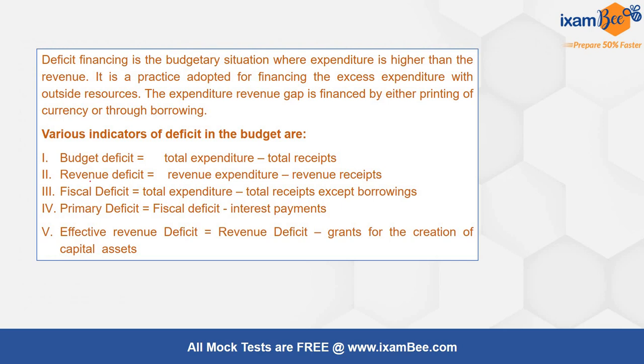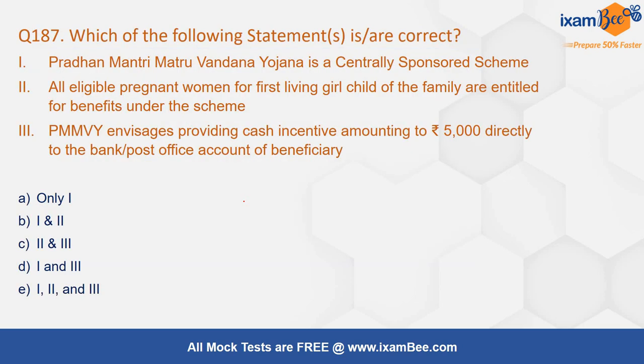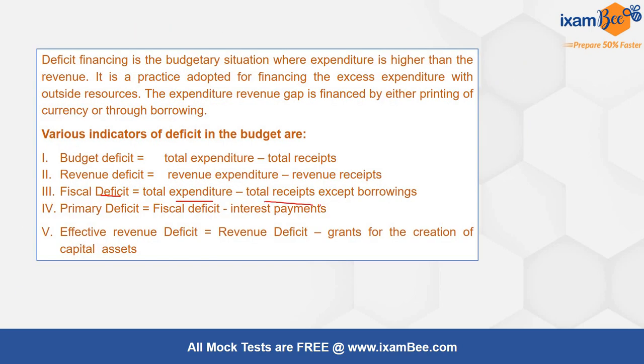Effective revenue deficit, another term you have to know here. Fiscal deficit, total expenditure minus total receipt except borrowing. Borrowing is not counted, because the deficit will be met by the borrowings. Effective revenue deficit is revenue deficit minus grant for creation of the capital asset. Remember all these formulas. Pause the video, note down.